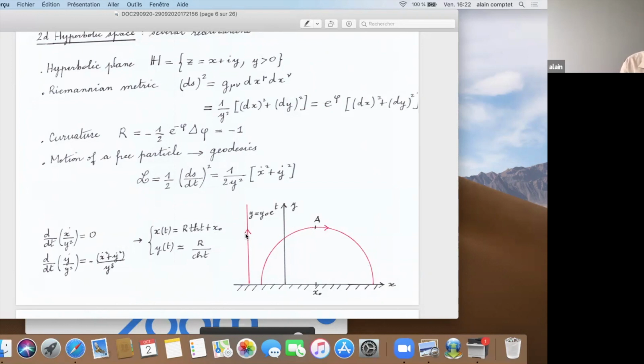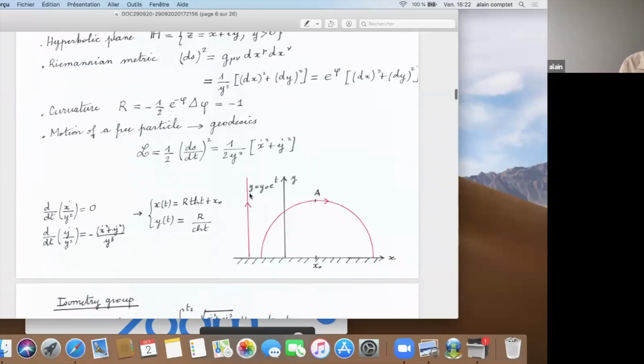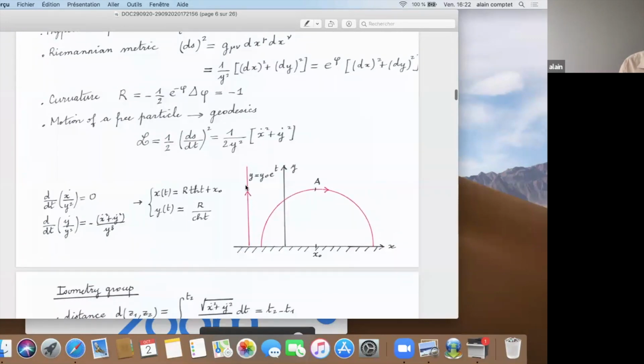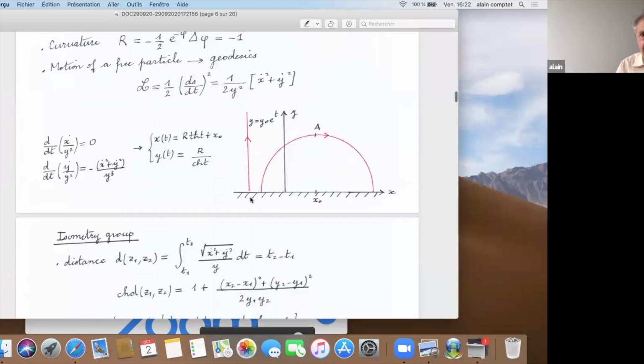For instance, if you start with a positive velocity along y, you will get this geodesic line, y equal y0 exponential t. But in fact, both are straight lines in the sense of hyperbolic geometry. You should not consider them as different. In order to clarify this point, let me show that there is a very simple mapping between these two trajectories.